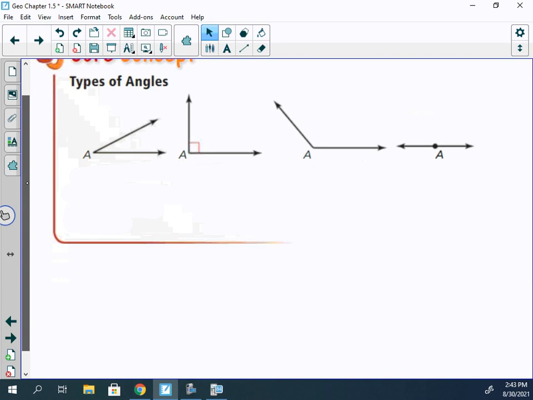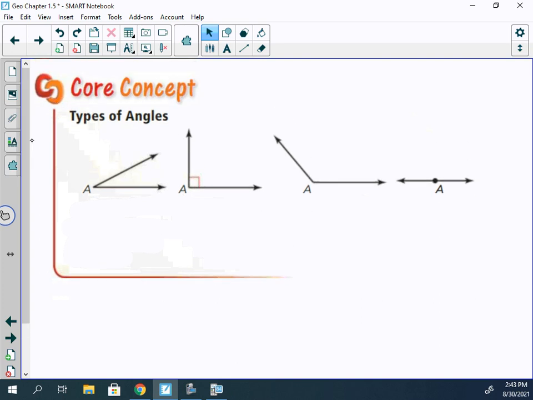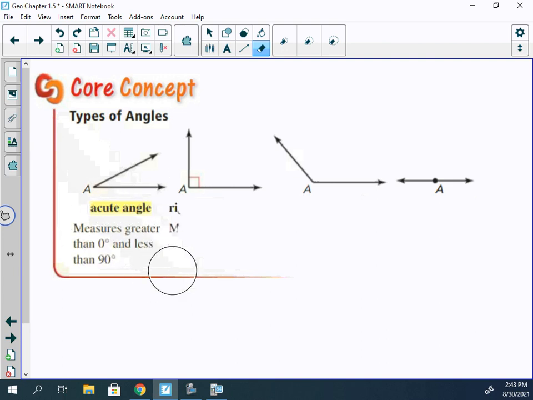Now, types of angles. What would we say that this angle is? Yes, because its angle is between 0 and 90. So an acute angle is between 0 and 90.